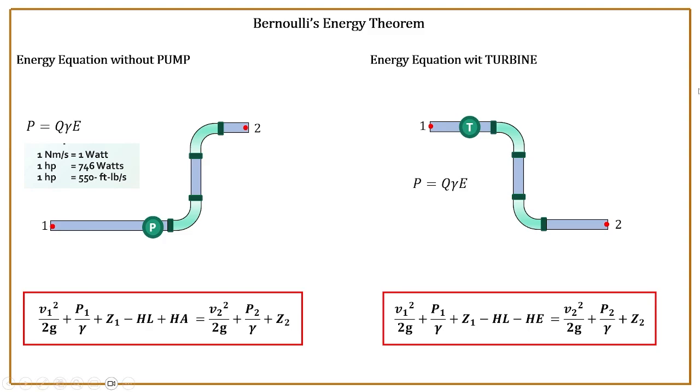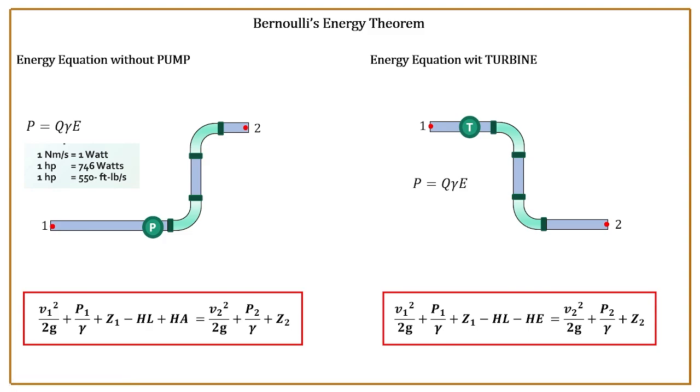So, for our energy equation, that is the velocity head nung una plus pressure head nung una plus elevation head nung una minus the head loss minus the head extracted. Laging tandaan, pag gumamit ng pump, head added siya. Kapag naman turbine ang ginamit, head extracted.